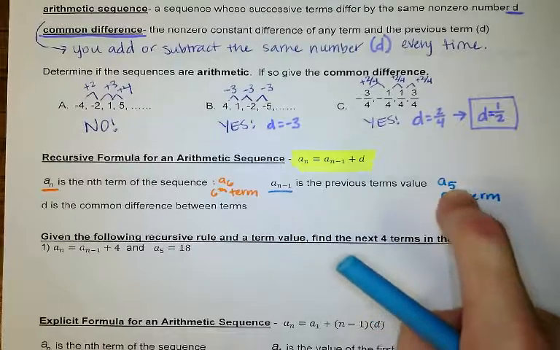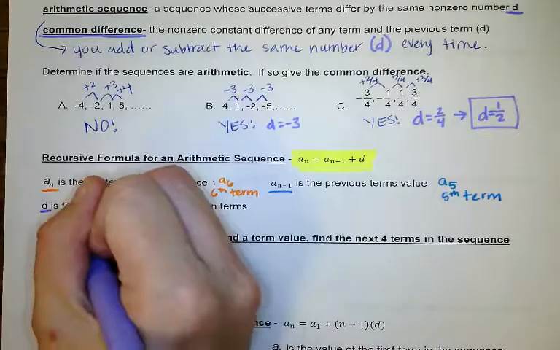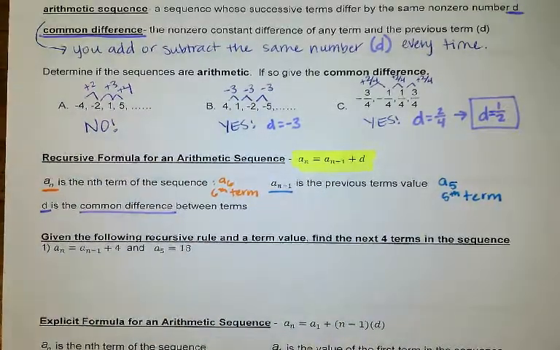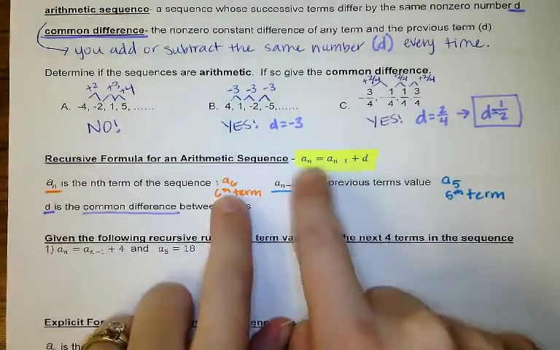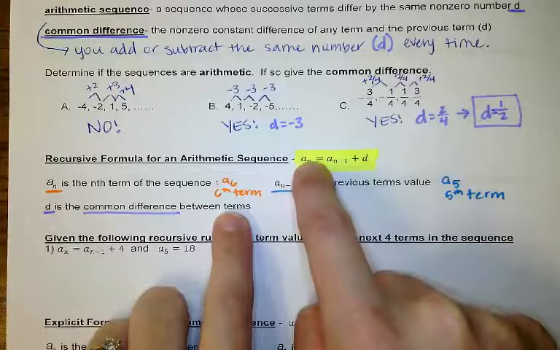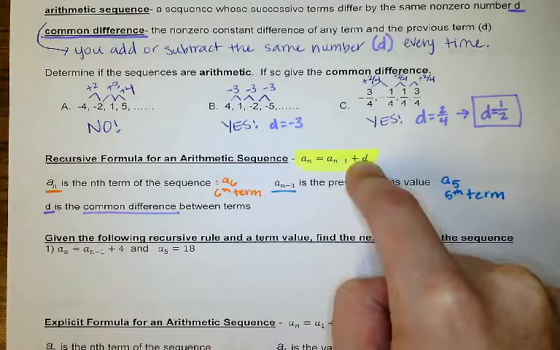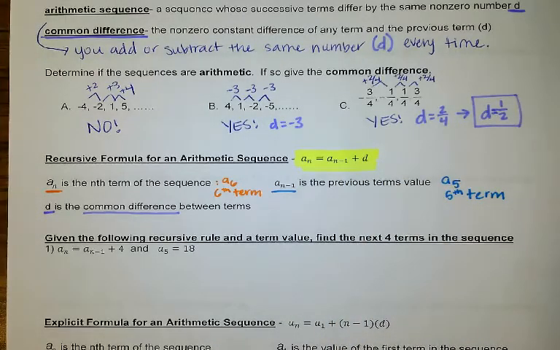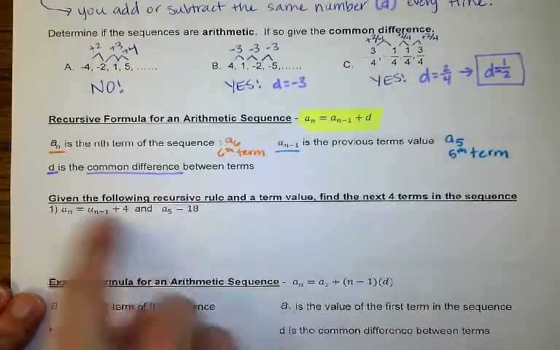Cool? All right. And then d is that common difference that we were talking about above. So all this really fancy formula is saying, if we plugged in our examples right here, is that the 6th term is equal to the 5th term plus my difference. Does that make sense? Are you guys tracking? So my next term is equal to the term right in front plus the difference. Okay?